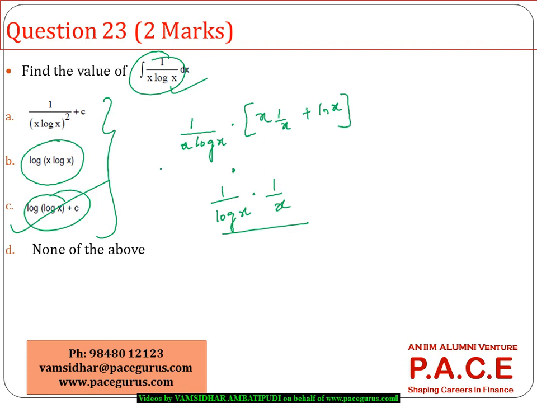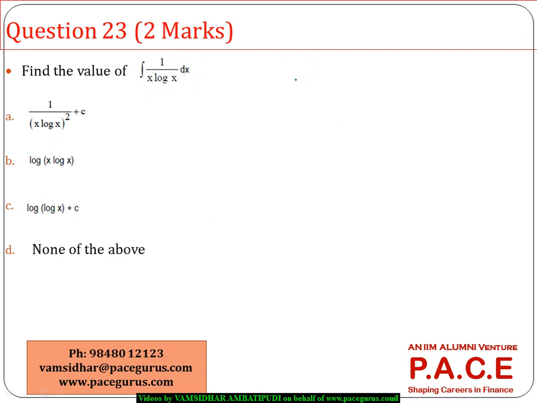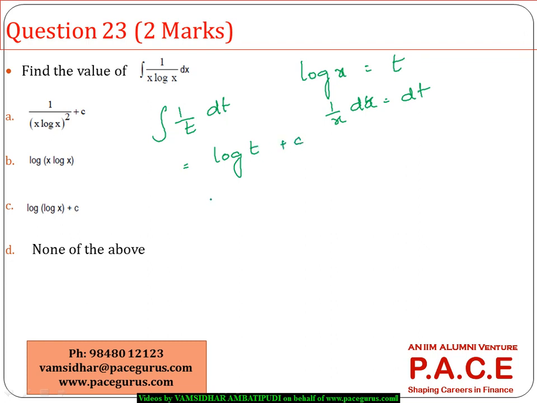But if I have to go with the integration method itself, I can do it as integration by parts, right? Or probably assuming log x equal to t. Now let me assume log x equal to t, 1 by x dx equal to dt. So going with that, 1 by x dx I'll take dt, and 1 by log x means 1 by t, 1 by t dt. So the integration of 1 by t is log t plus c. So I know t is log x, so it becomes log of log x plus c.